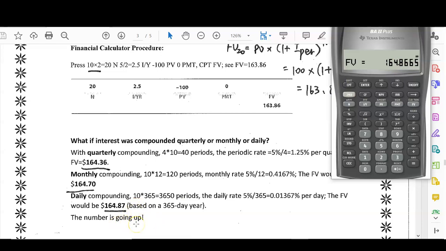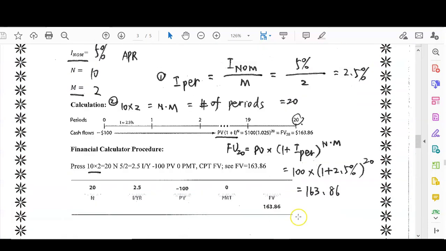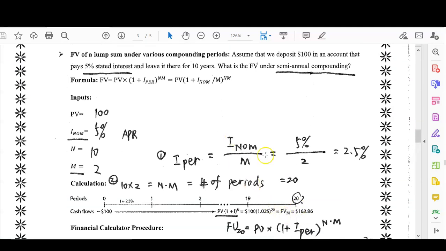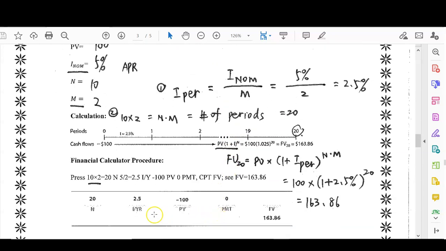So the number keeps going up. When we compound at a higher frequency, we could get a higher interest and principal after 10 years. So this is how you can solve such a question: future value of a lump sum using formula and financial calculator. You just need to change your interest rate into the periodic rate, by using nominal rate divided by M. Also, you need to change number of years into number of periods. I and N are changed here. All the others are the same as the annual compounding.